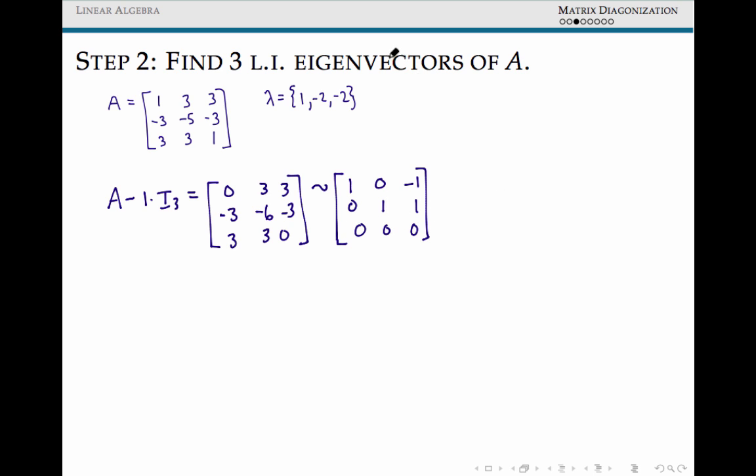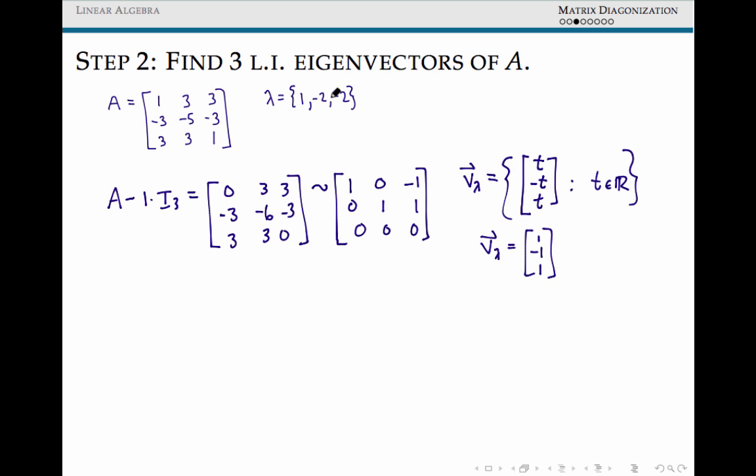So our eigenvector corresponding to eigenvalue 1 is any vector of the form v lambda, where looking at this we have one free variable, which we'll call t, and we see that our vectors will be of the form t, -t, t for any t inside R. So in particular, we can choose the eigenvector 1, -1, 1.